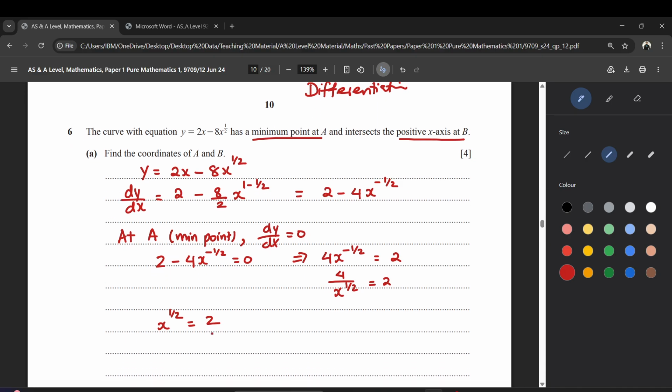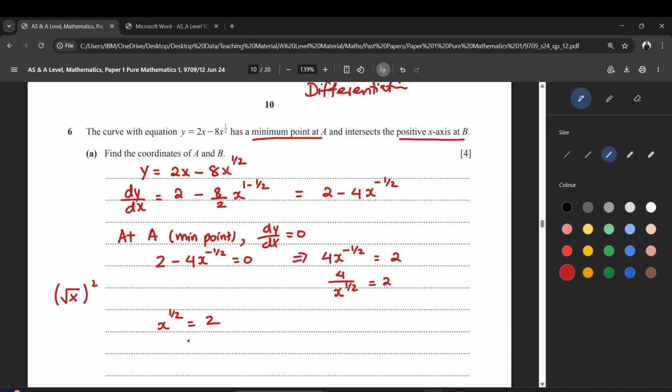Now, one of the classic mistakes that students make at this point is that they take the square root of both sides, which is completely incorrect. If you want to get rid of the power of half, you have to do the opposite of this. What is a power of half? The power of half is just a square root. So if I need to get rid of this square root, I have to square it, right? I have to square both sides.